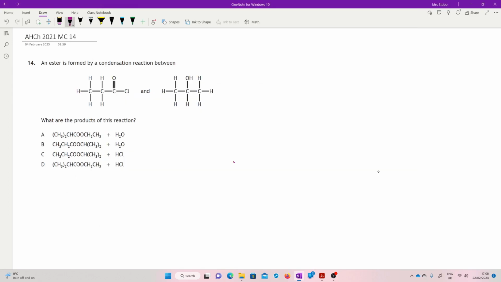An ester is formed by a condensation reaction between these two. What are the products of this reaction? Well, I would just draw it out and then figure out what you've got. So you've got CH3, CH, C double bond O up here, which means we're going to be very careful about how we put the rest of it on. Here's my C with an H, and then this carbon has a carbon and a carbon.